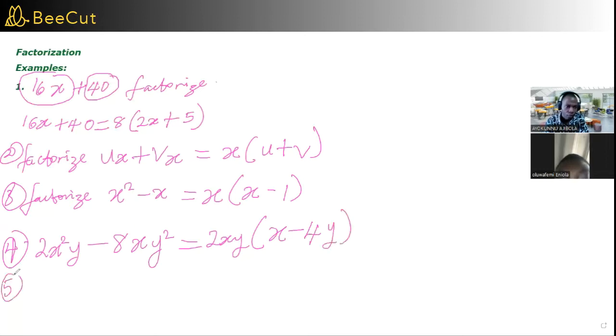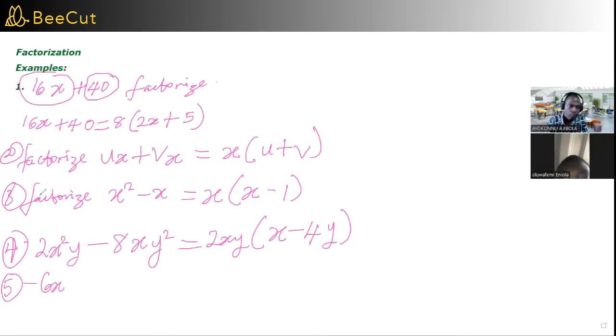So for the fifth one, let's assume you have something like minus 6x minus 12y plus 15z. Not even x this time around. It's actually supposed to be plus or minus, so I change that to be minus 12y plus 15z.